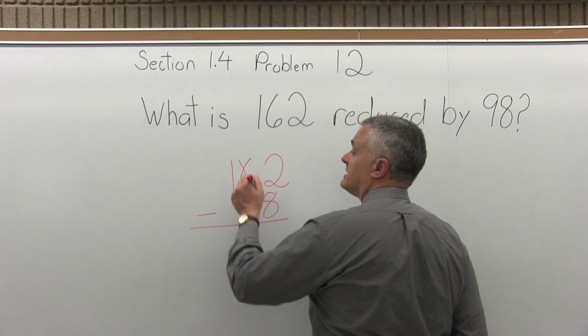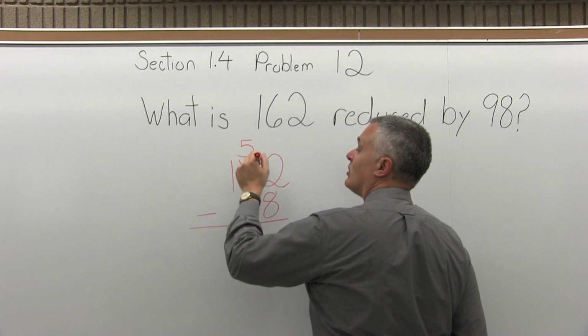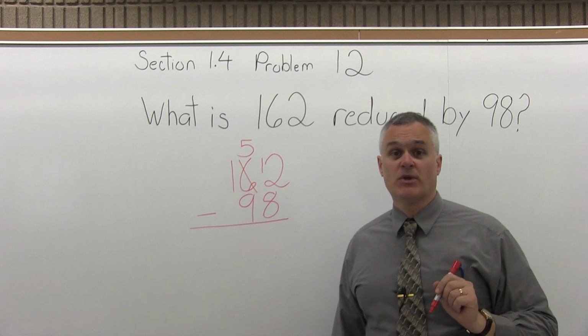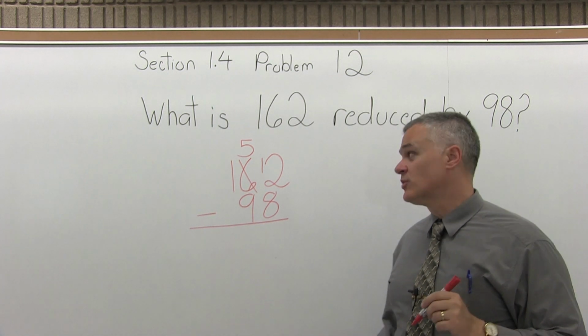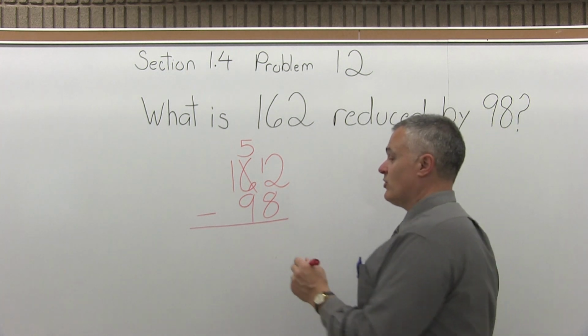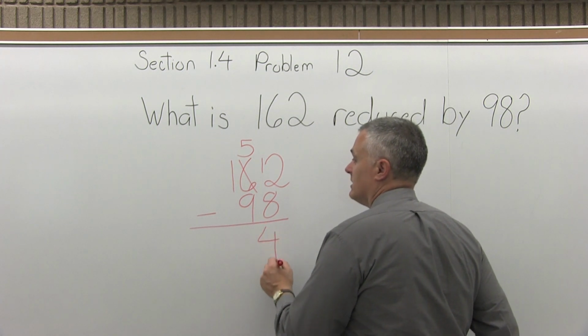I will cross off the 6, reduce it to a 5. That will allow me to put a 1 in front of the 2 in the top of the far right column that I was working with, changing that 2 into a 12. Now I do 12 minus 8, which I can do. 12 minus 8 is 4.